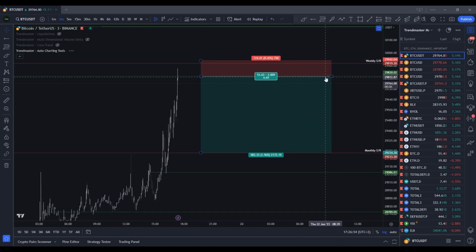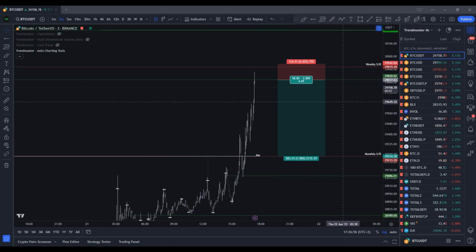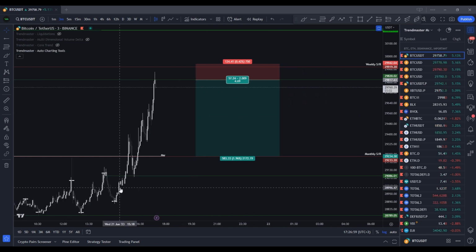That's fully parabolic on the lowest time frame. Not that it's super important. Hasn't lost anything though. It can still continue.